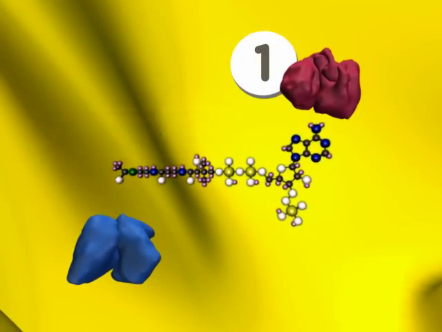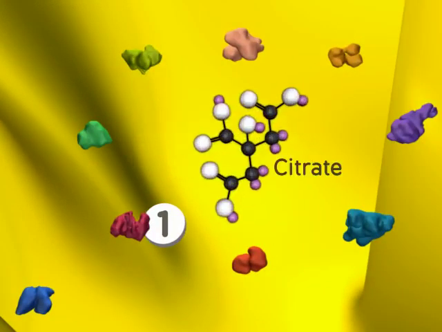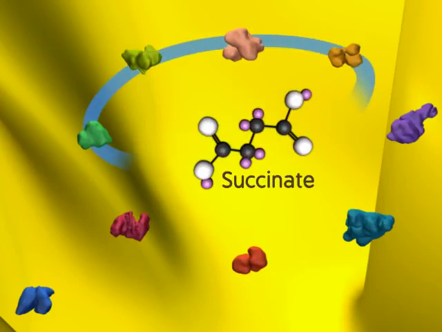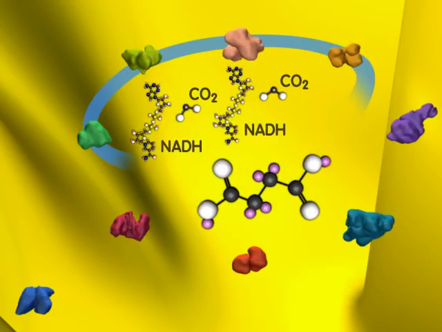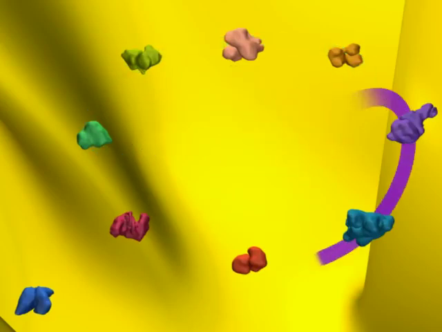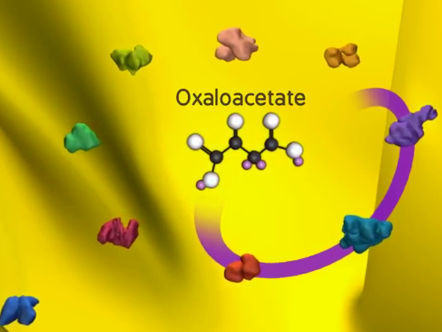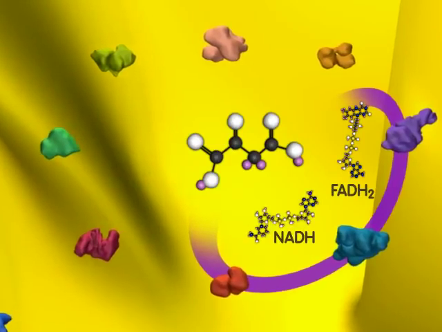In the citric acid cycle, the acetyl group from acetyl-CoA is transferred to oxaloacetate to form citrate. 4 different enzymatic reactions then lead to the formation of succinate. These steps produce 2 carbon dioxides, 2 NADHs, and 1 ATP. Succinate is then recycled back to oxaloacetate through 3 more reactions. These steps produce FADH2 and 1 more NADH.